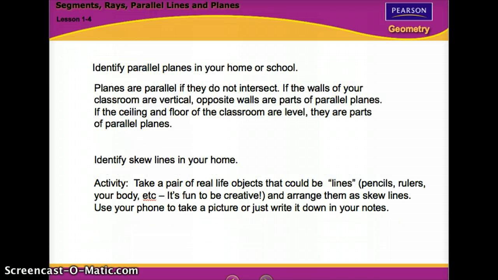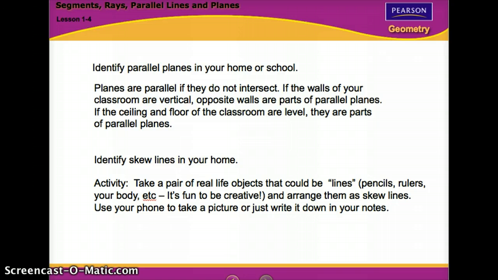Okay, and let's end with a couple more applications of parallel and skew. Let's think of some real-life examples. Parallel planes. So remember, a plane, such as a piece of paper, the tabletop, a wall. Parallel planes never intersect. So which walls in your house would be parallel? The opposite walls would be parallel. The ceiling would be parallel with the floor. Those are good examples.